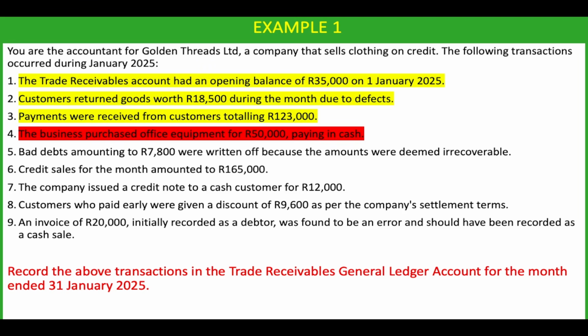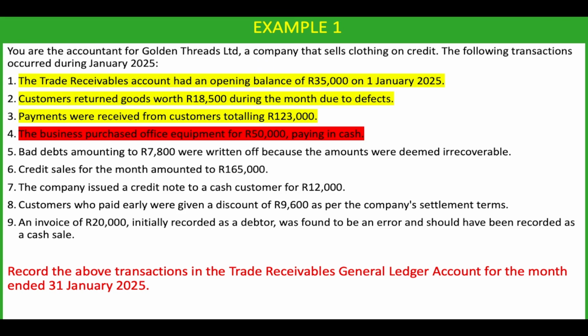Bad debts amounting to 7,800 rand were written off because the amounts were deemed irrecoverable. So what does this mean? Whenever we write off specific debtors or trade receivables, whenever we are told that it was written off, that means that they are bad debts. That means that we have to remove them from our books because they no longer owe us this amount, in a sense. Okay, because we're writing them off. We're actually writing them off because we don't believe they'll be able to pay us back. Okay, so it's not like they don't owe us because we're just letting it go. No, that's not our intention. The reality is we don't believe we'll get this money any longer, so we might as well just remove it from our books.